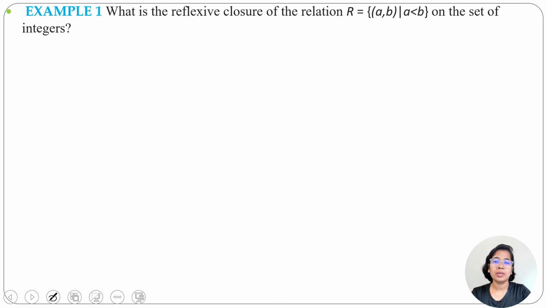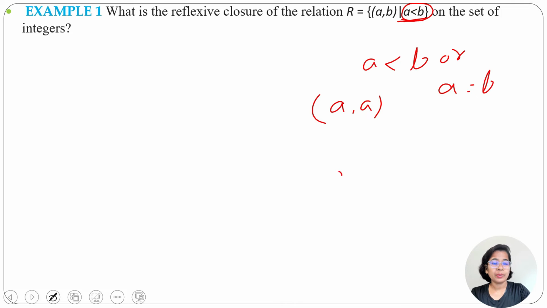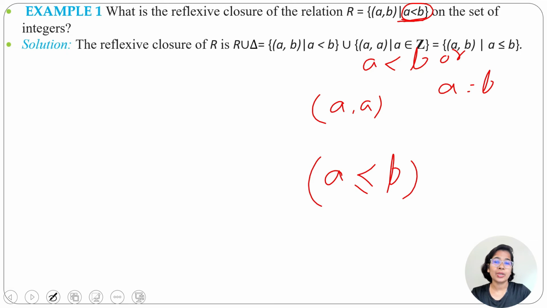Now example 1: what is the reflexive closure of the relation R equals (a,b), a less than b, on the set of integers? For reflexive it should be (a,a). Here a less than b is given. So what we can do, we can add a equal to b. When we add a less than or equal to b, then it will be the reflexive closure. So the reflexive closure of R is R union the diagonal relation. Diagonal means equal. So we can say a less than or equal to b will be its reflexive closure.